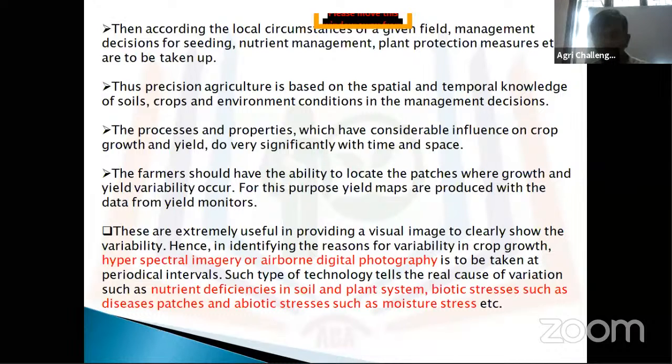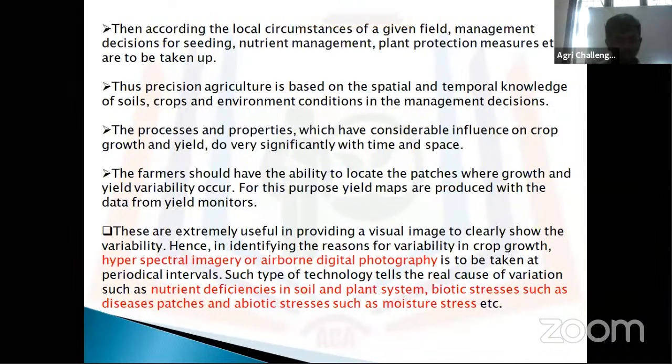For this purpose, yield maps are produced with the data from the yield monitors. One acre or two acres is not an issue, he can observe with his naked eyes and follow the management practices. But more than that, 20 acres, I can't. Any farmer also can't. For that, we have to use all these tools and techniques. Based on that, we have to produce yield maps of the last 10 years or 30 years or 5 years. Based on the yield variation shown in the yield maps, we have to apply differential rates and follow differential management practices.